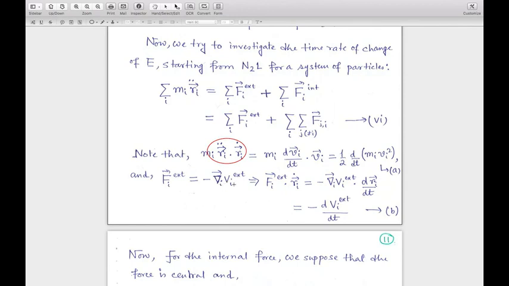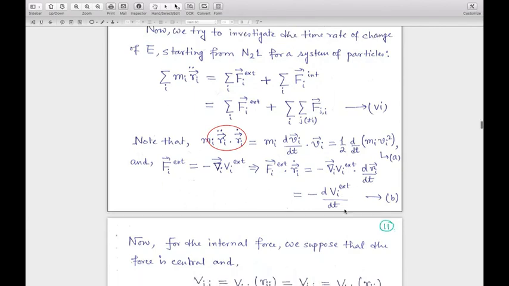So this is for the ith particle, Vi external, and that part you can always write in a similar way as above. Okay, contracting with ri dot, you can write this is equal to minus gradient i Vi external dot d/dt of ri. And if you do this calculation carefully, you will see this is nothing but the total time derivative of the scalar function Vi external.